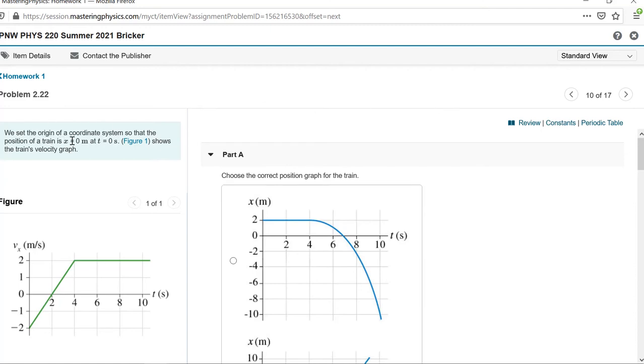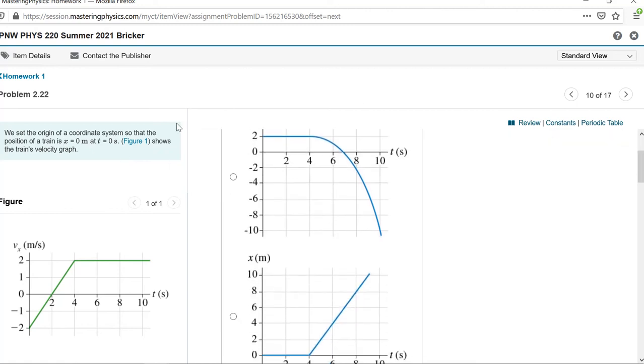We set the origin of a coordinate system so that the position of a train is located at 0 at t equal to 0, figure 1. Figure 1 shows the train's velocity. Okay, so yeah, let's take a look at this. This is the velocity versus time graph. First thing to look at is velocity versus time.